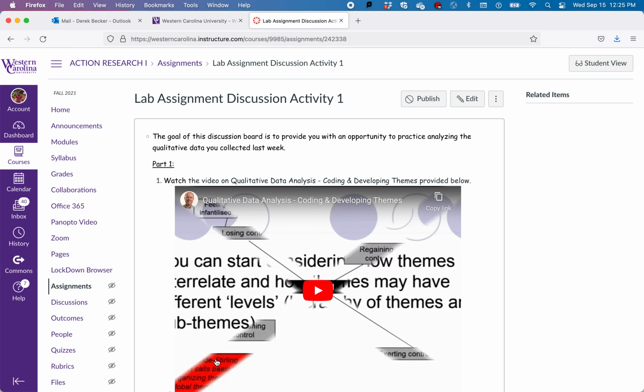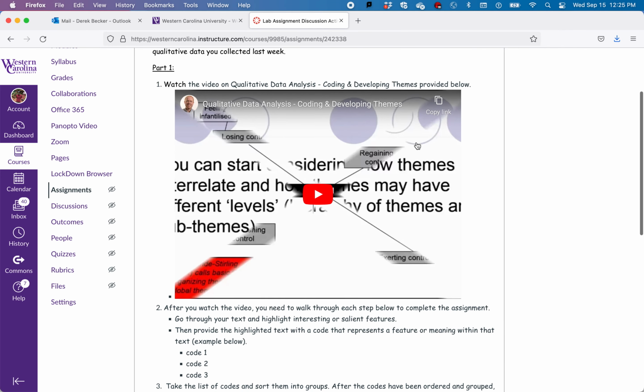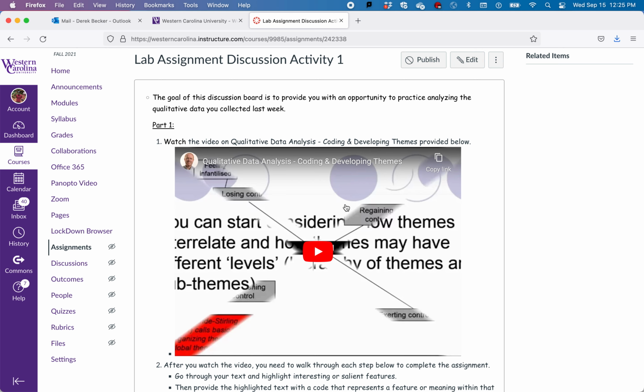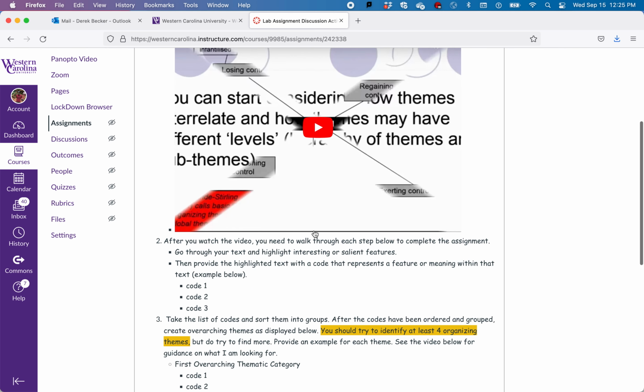The first lab discussion of the class, and what the lab discussion essentially is, is taking the data you collected, and this is the time that you analyze it, discuss it, and sometimes you'll be sharing that with the group, but not for this one. So this is what you'll see. This is the dashboard here in terms of what the lab will look like, and these are the instructions.